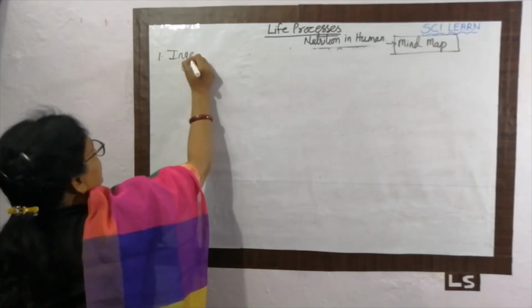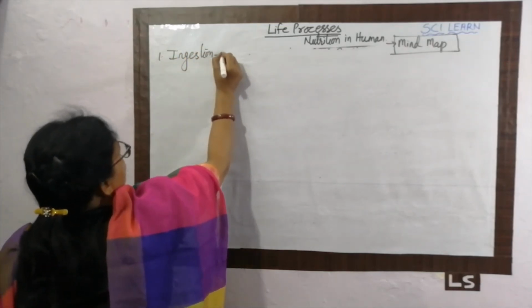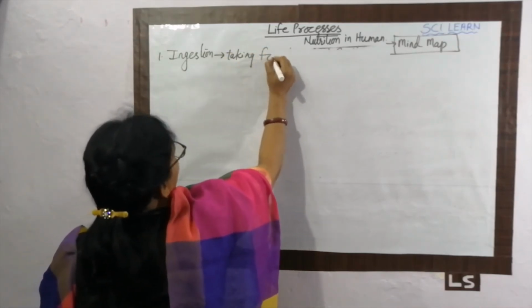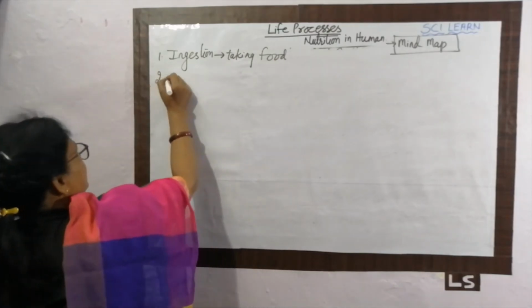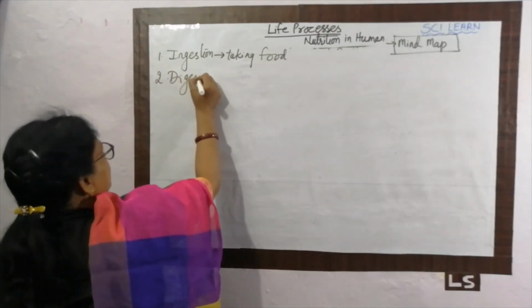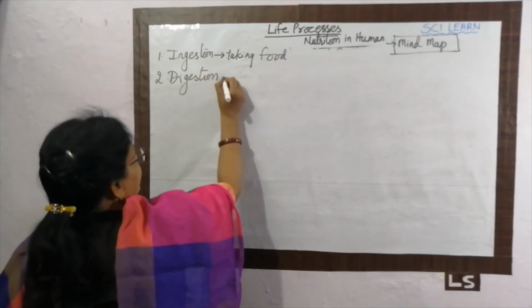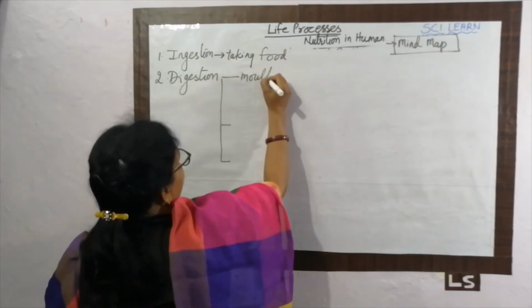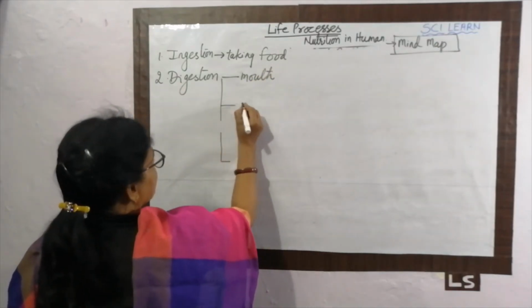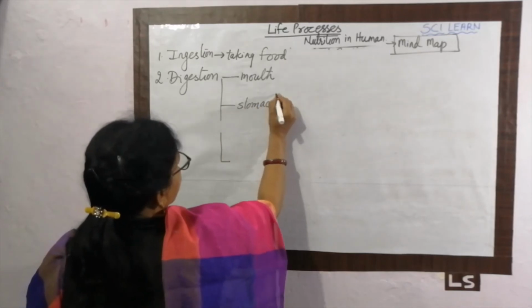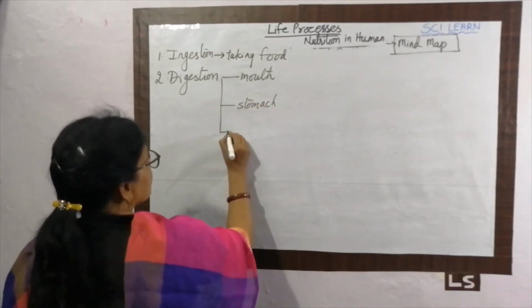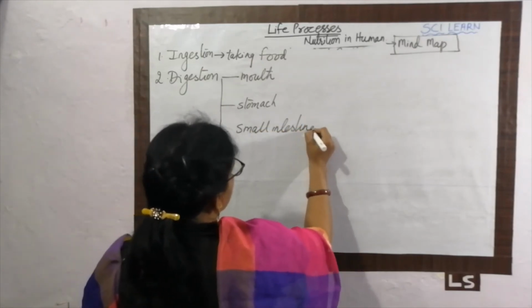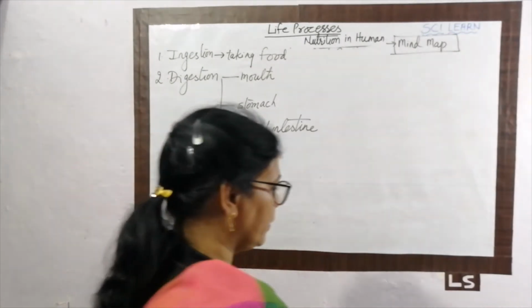One is called ingestion. Okay, ingestion is taking food or eating food. Now, the second step is called digestion. It is completed in 3 places. First in the mouth, second in the stomach, and third in the small intestine.